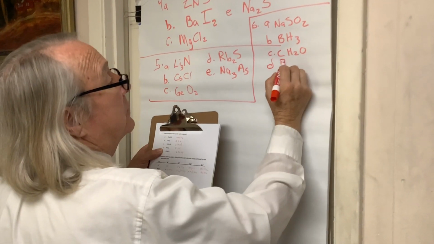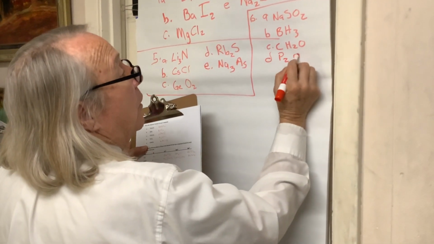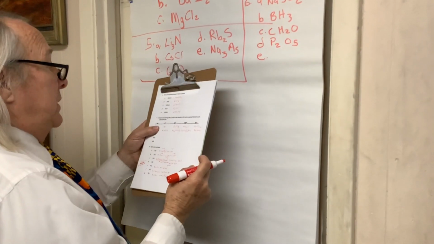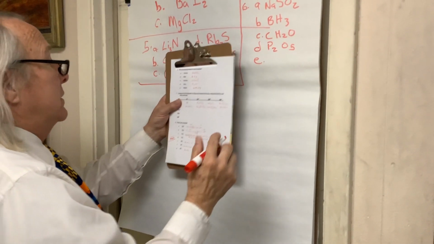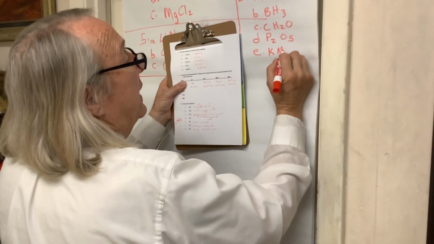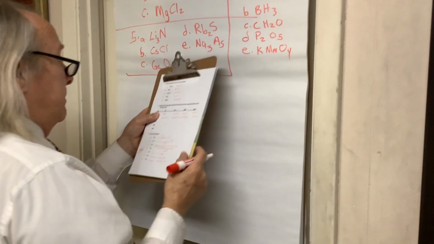P4O10. Its empirical formula, its simplest formula is P2O5. And you don't get anything with this next one. It's potassium permanganate, KMnO4. It's already in its simplest form. Okay?